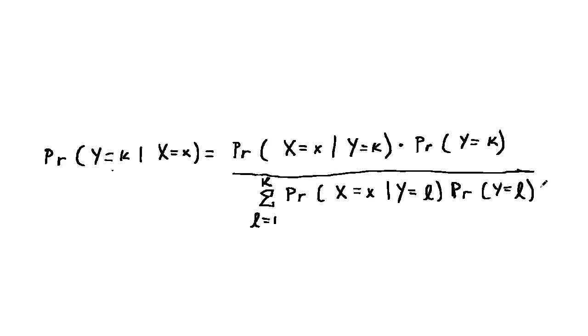Okay, let me write that here. So little k can take on the values 1 through big K. Okay, these are like the classes.